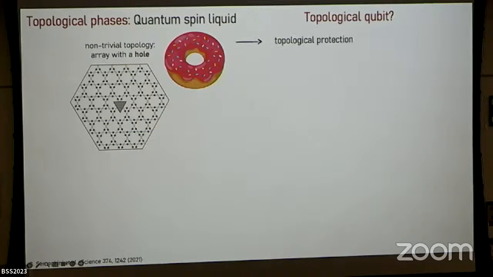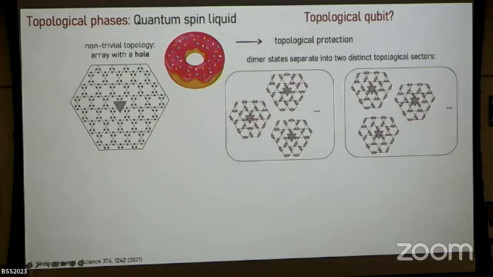And then when you do this, when you create the hole, you actually turn on the topological protection because you have some non-trivial topology. In particular, this means that your dimer states are now separated into two distinct topological sectors. The idea is if you have some local perturbations, let's say you swap a couple of dimers, you always stay within the same topological sector. But if you want to move from one topological sector to the other, you need to basically move your dimers around the hole. You need to go around the hole to change between these two.